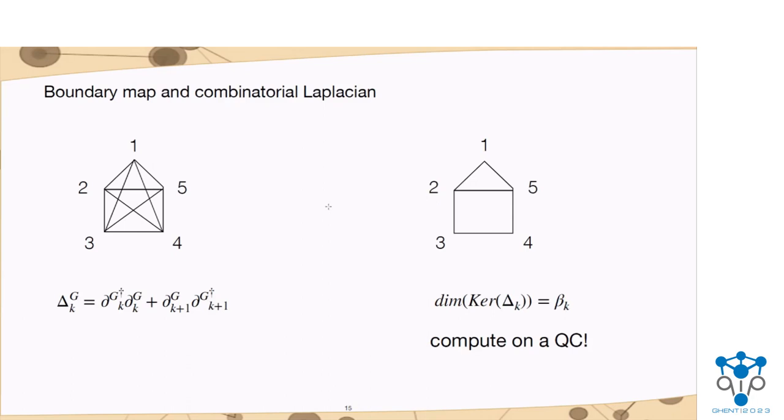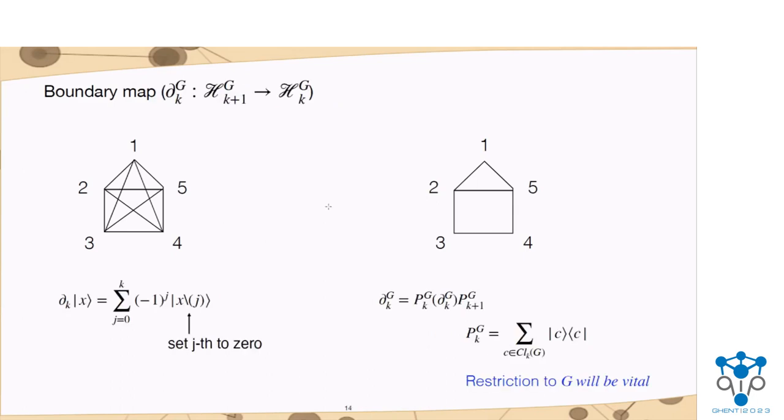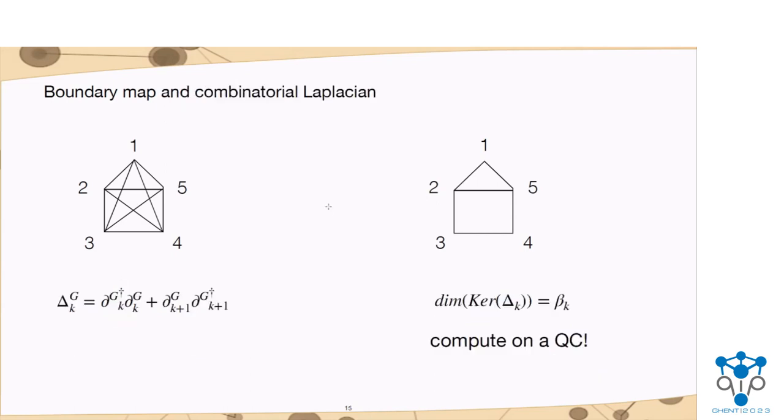And now that I have this boundary map, finally I can define the combinatorial Laplacian. It's given by this expression here, so it involves these boundary maps and their Hermitian conjugates. I didn't mention it explicitly, but it's not difficult to see that this object is sparse and that it's easy to compute where the non-zero elements are. This thing is a sum of products of sparse things, so it is sparse as well. And as mentioned, what I care about is computing the dimension of the kernel of this object on a quantum computer.